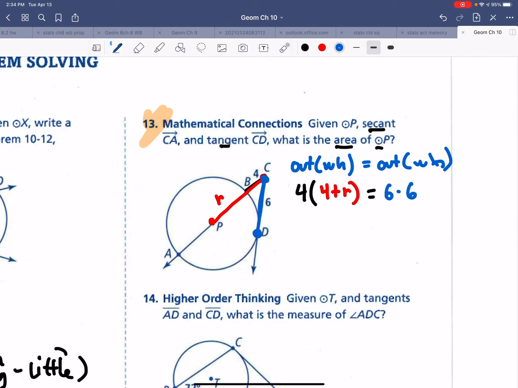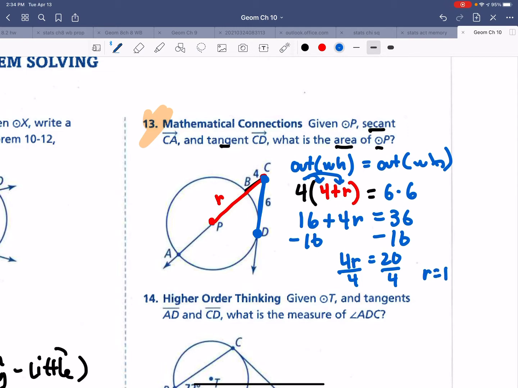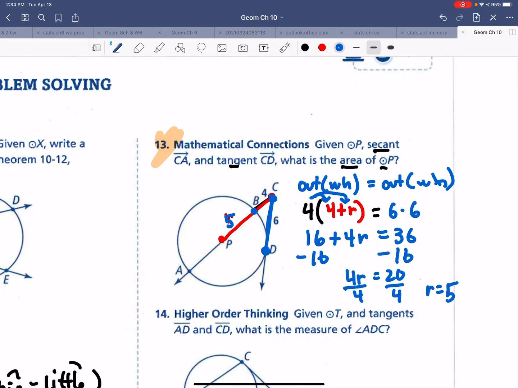6 times 6. So let's distribute: 16 plus 4r is equal to 36. So what do we get? Okay, the radius is 5, and we could double check our work. Is the outside 4 times the whole thing, 4 plus 5, equal to the outside 6 times the whole thing, 6? So is 4 times 9 equal to 6 times 6? Yes. So we definitely got that right.